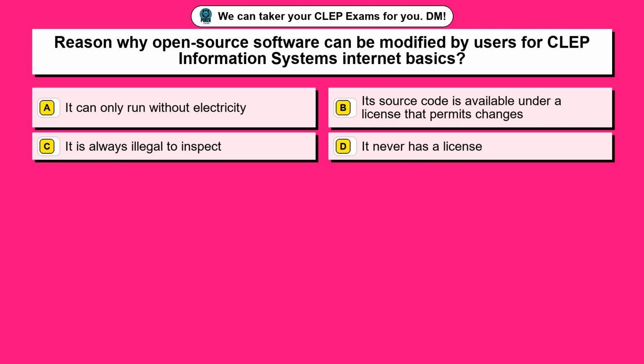Its source code is available under a license that permits changes. Option C. It is always illegal to inspect. Option D. It never has a license. The correct answer is option B.